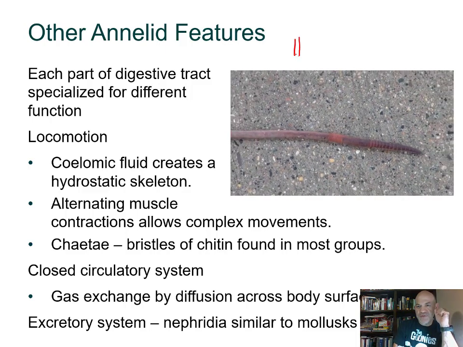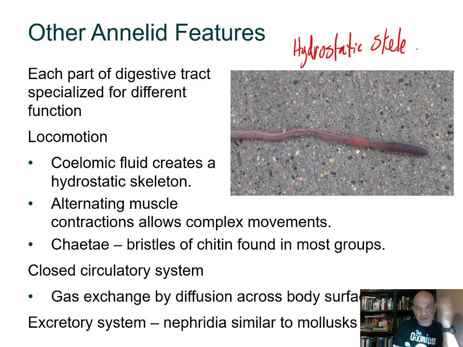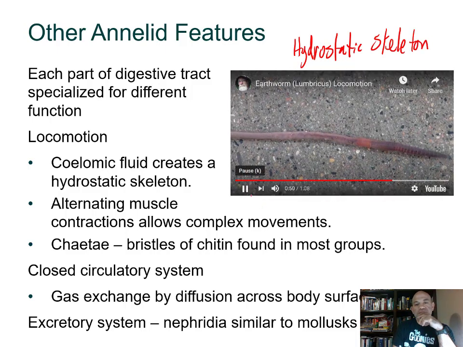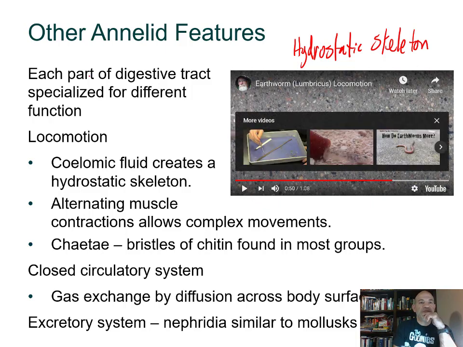Instead, those muscles are pushing on the fluid within the body cavity. And that's referred to as a hydrostatic skeleton, which was mentioned in the earlier chapter when it came to the Cnidarians, right? So they do have specialized parts of the digestive system. When you look in there, the earthworm, for example, has a crop for storage, a gizzard for grinding down the food, and then intestine for absorbing the nutrients.